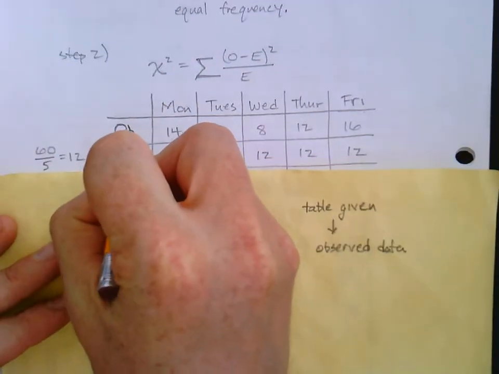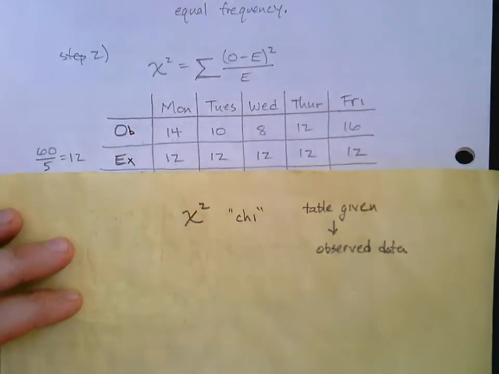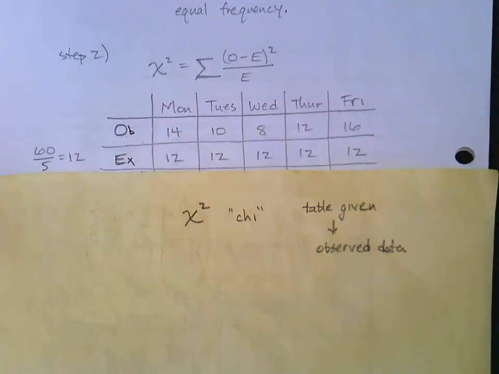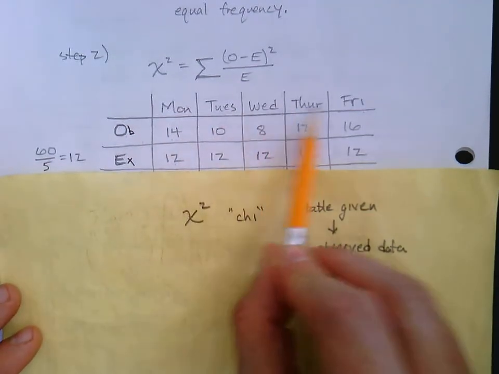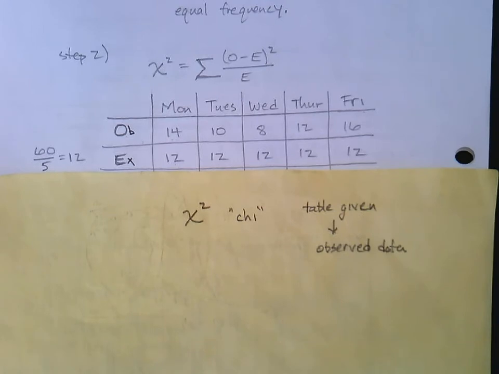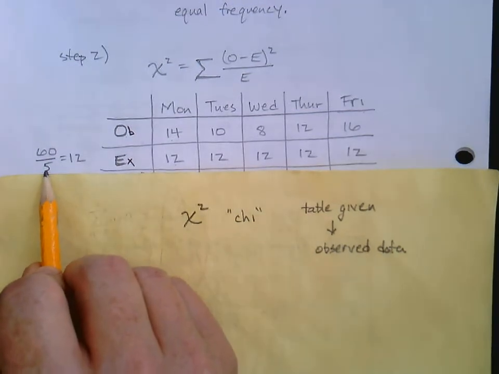So the expected, maybe EX is easier. The expected would all be 12s. Why would the expected here be all 12s? You would think, well, there were 60 weeks that they measured data, and there are 5 days of the week. So if all the days of the week people are getting sick with equal frequency over 60 weeks, then take 60 and divide by 5 to get 12.